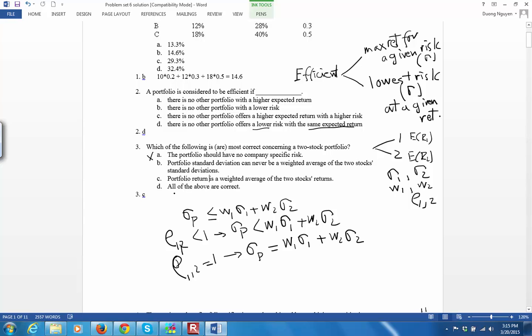So option B is saying that the portfolio standard deviation can never be the weighted average of the 2 stocks' standard deviations. This one is not true because they could be equal when the correlation equals 1. So if the question says that it can never be equal, it is not true. It could be equal if the correlation is equal to 1.